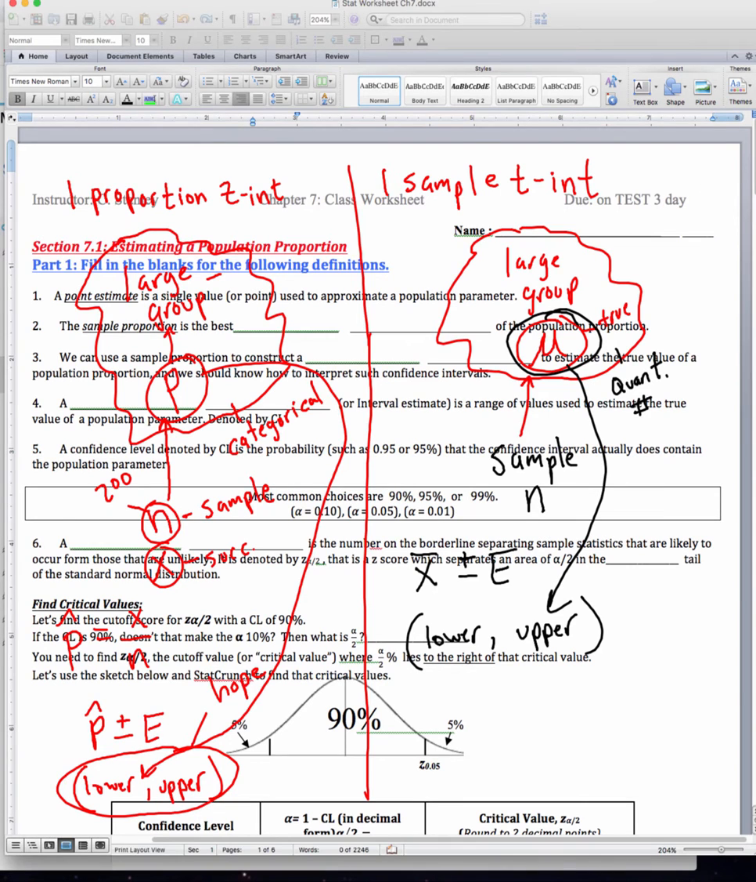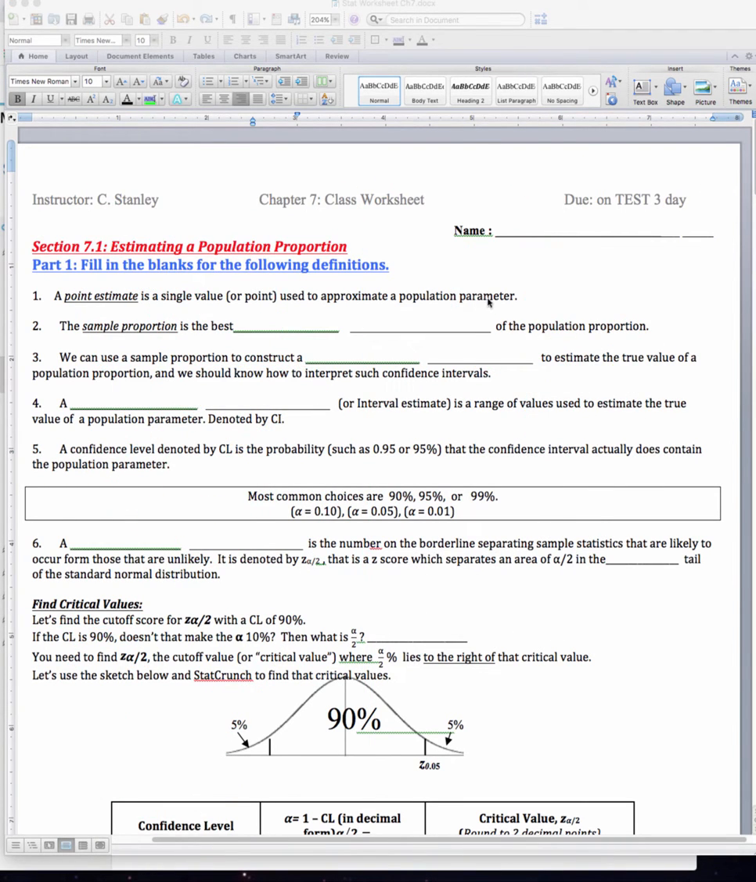Okay, so let's go ahead and get started with the worksheet. So a point estimate, this is not due, so don't worry about that. Okay, so actually I'll go ahead and erase that real quick.